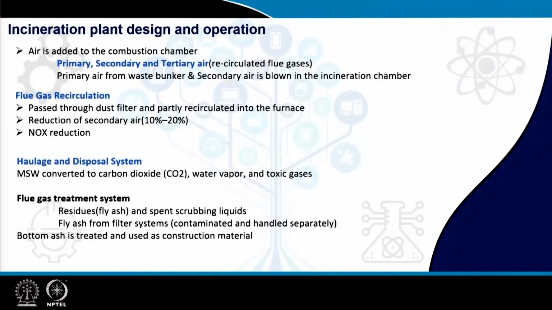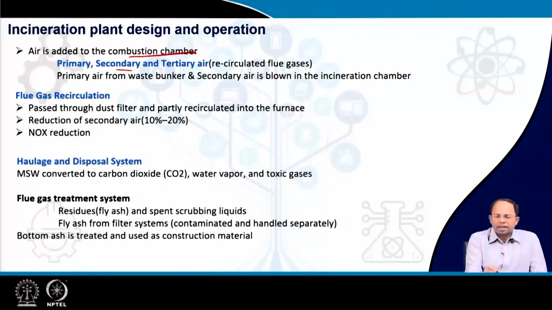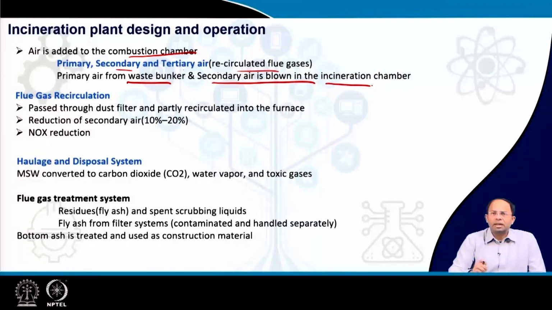So air is added to the combustion chamber. Without air we cannot have combustion here. So primary air, secondary air and tertiary air. Tertiary air is the recirculated flue gas, whereas primary air comes from the waste bunker. We just draw in air from the waste bunker, and secondary air is blown directly into the incineration chamber. That means we are using some sort of lenses and all. This air is sent at locations where it is required.